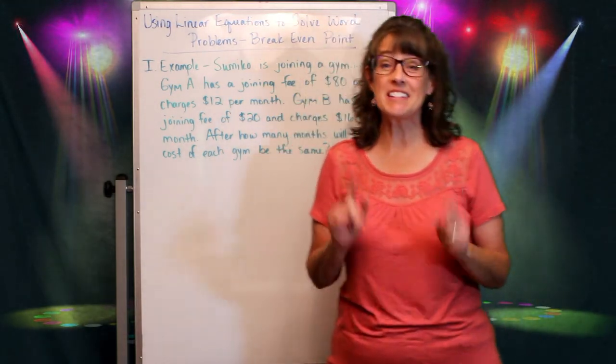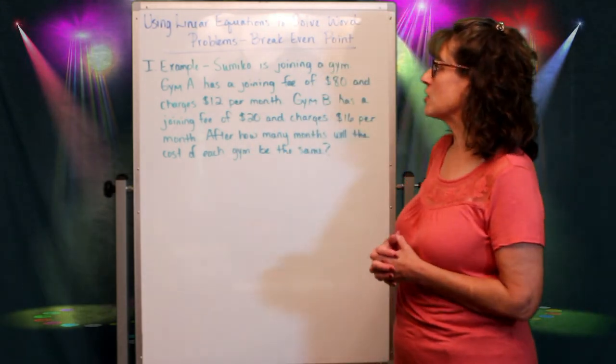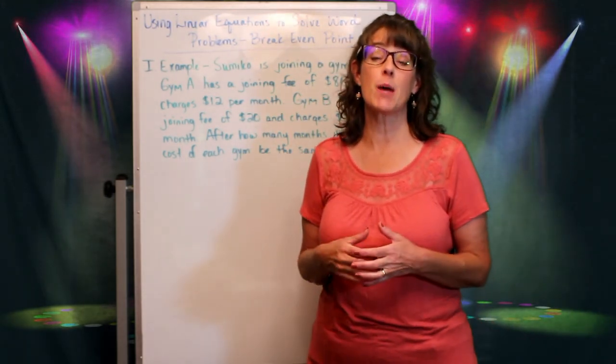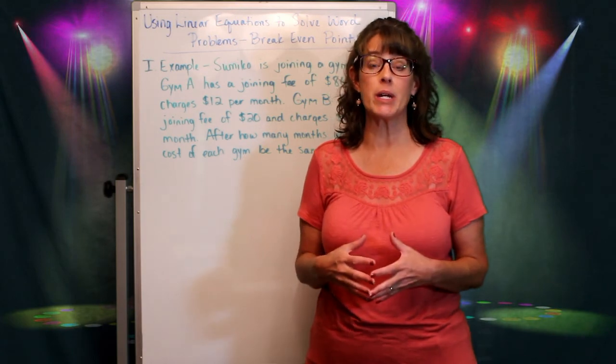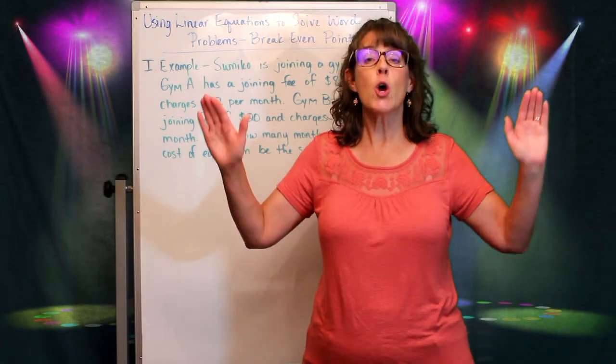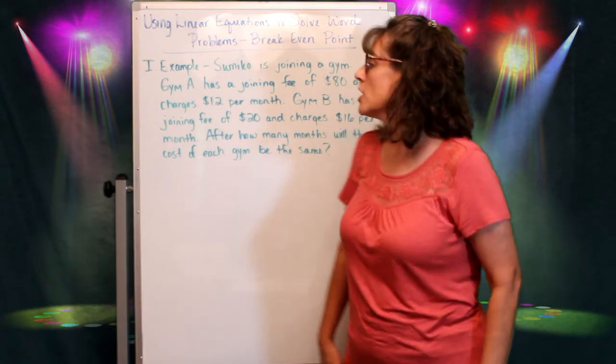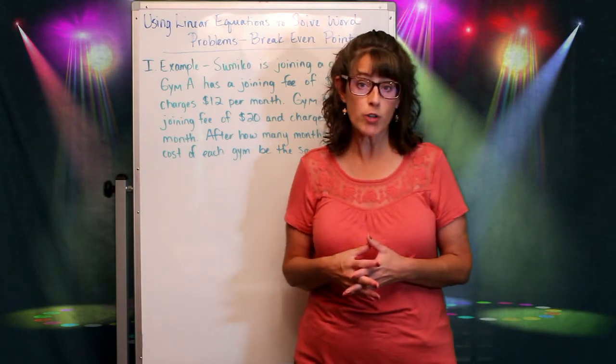Okay, we are going to dance our way into part 2 of using linear equations to solve word problems. And we're going to look at a specific type of word problem that's a break-even point. Because a lot of times in life, we need to figure out, okay, we've got two situations. Where are the two going to meet up? Where is the break-even point? So I've got 3 examples that I'm going to walk through with you.